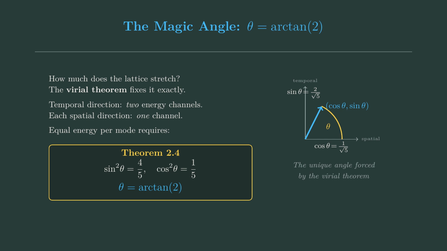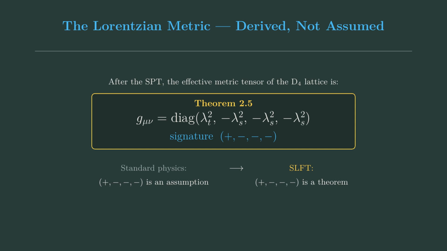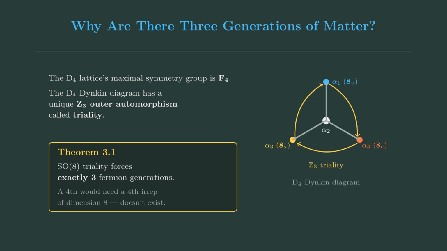One of the deepest mysteries in particle physics is why there are exactly 3 generations of fermions. SLFT gives an answer. The D4 Dynkin diagram has a unique Z3 outer automorphism called triality. It permutes the 3 outer nodes while fixing the center. Those nodes correspond to the 3 inequivalent 8-dimensional representations of SO8. These are the only irreducible representations of SO8 with dimension 8. A 4th generation would require a 4th such representation, which does not exist. 3 generations. Forced by the symmetry structure of the lattice.